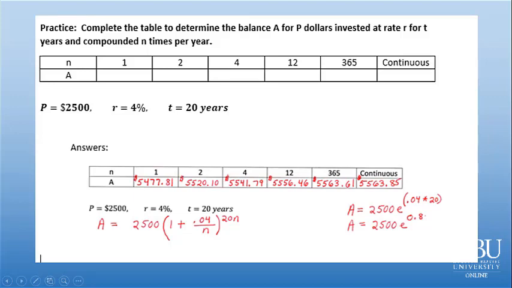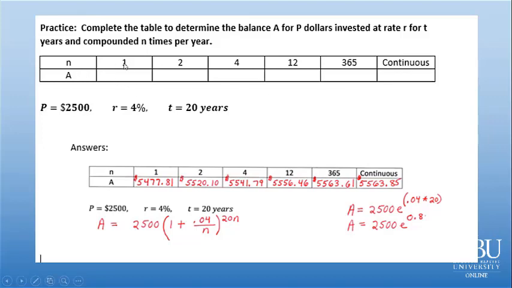And I want to calculate how much money will be in the account after 20 years if it's compounded n times per year. What if it's compounded annually, once a year, or compounded twice a year, semi-annually, or compounded 4 times a year, compounded quarterly, compounded 12 times a year, would be compounded monthly, compounded 365 times a year, compounded daily, and eventually, what if it were compounded continuously?